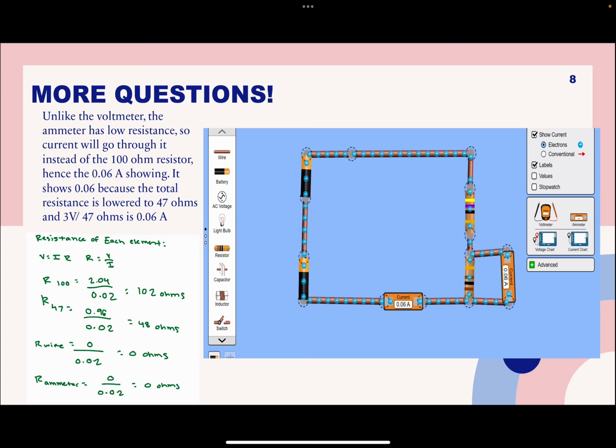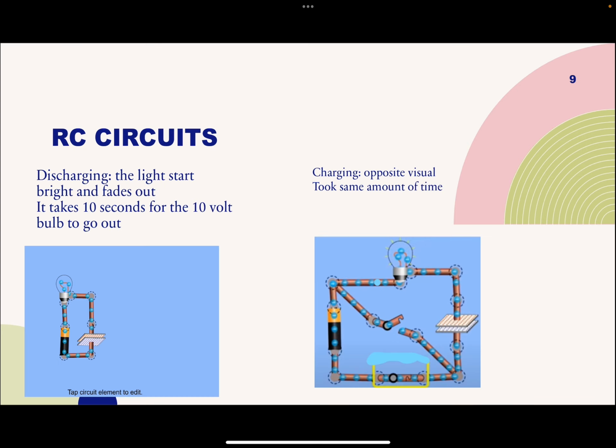So, unlike the voltmeter, the ammeter has low resistance, so current will go through it instead of the 100 ohm resistor, hence the 0.06 amps showing. It shows 0.06 because the total resistance is lowered to 47 ohms, and 3 volts divided by 47 ohms is 0.06. So for the resistance of each element, we have V equals IR, so R equals V divided by I. And as you can see, I did that for each resistor and got 102 ohms and 48 ohms. And then for the wire and the ammeter, I got 0 ohms for both.